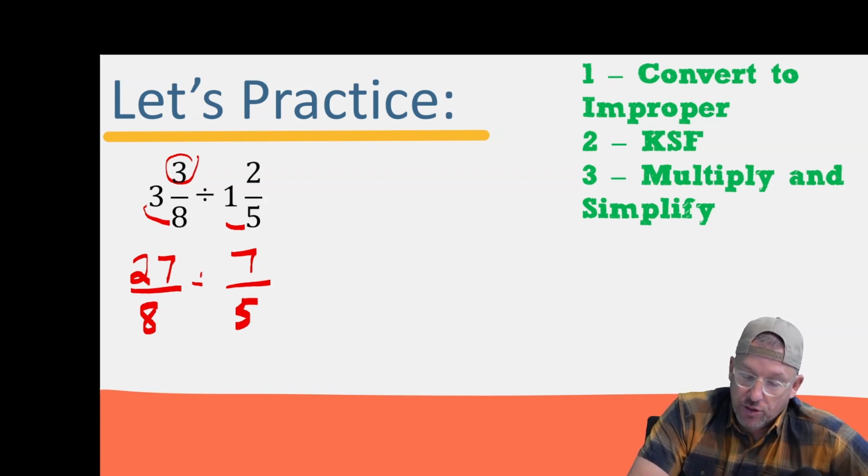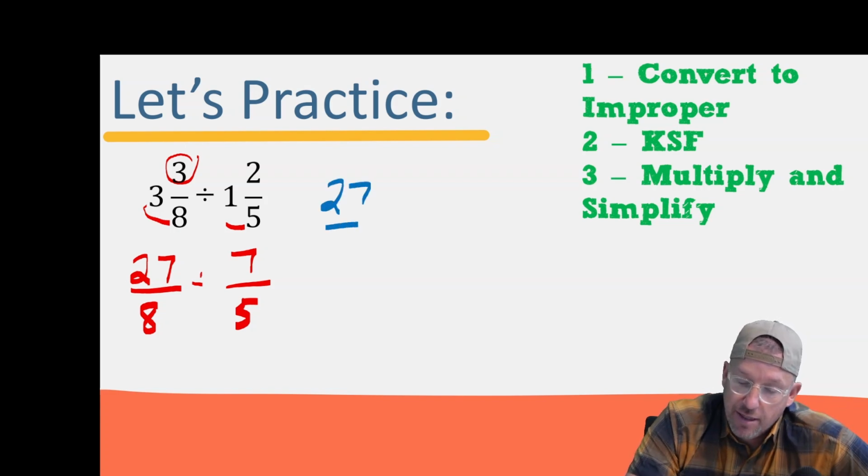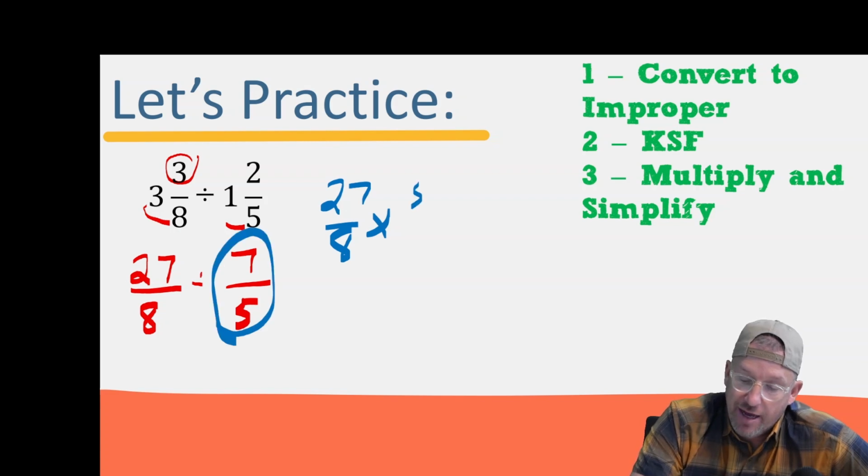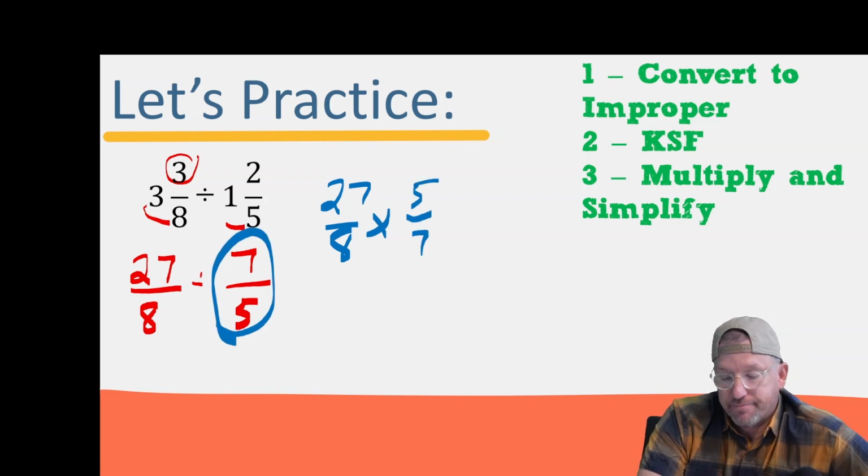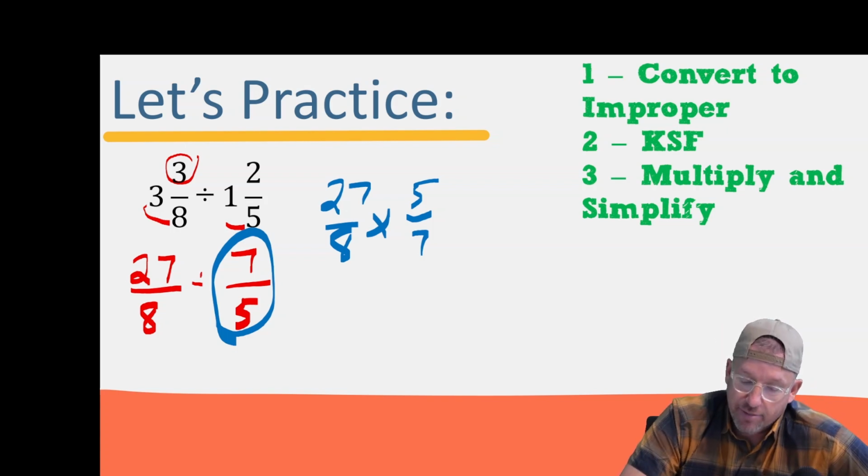And then we're going to switch the division sign into multiplication. So our new one is 27/8 times, and then we're going to flip this guy over, 5/7. And then we ask ourselves, is there any simplifying that will take place here?